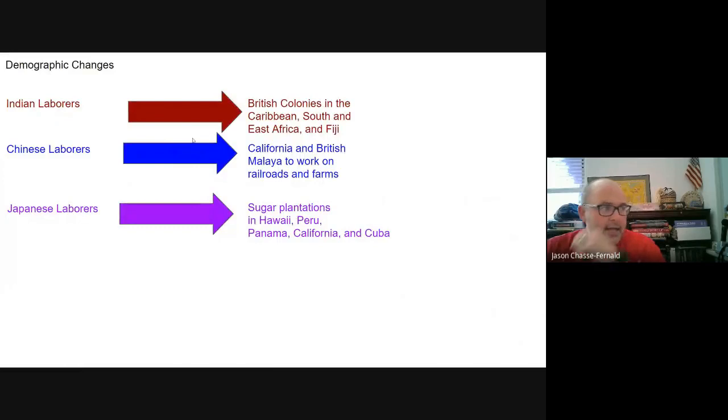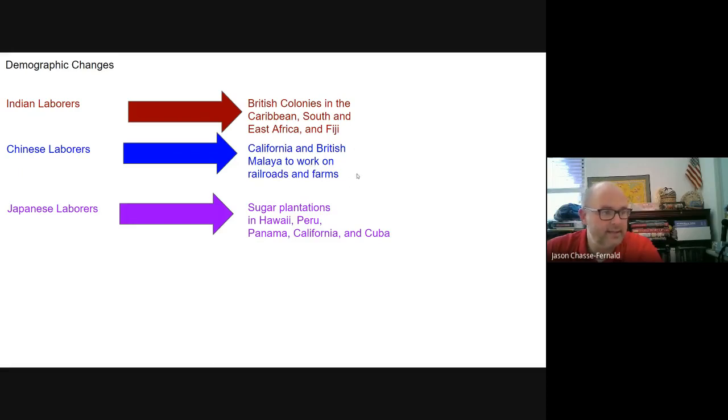As far as demographics, here's an image to show you where laborers are coming from and where they are going to, and why they are going there in some of these cases.